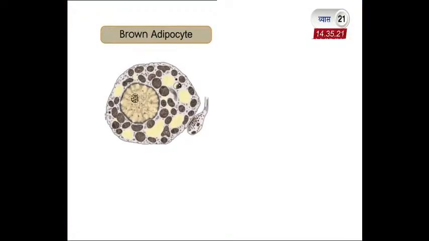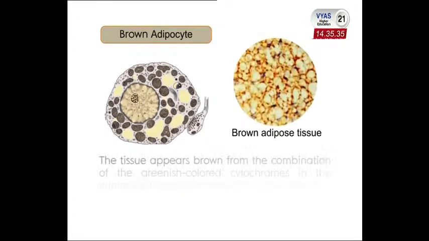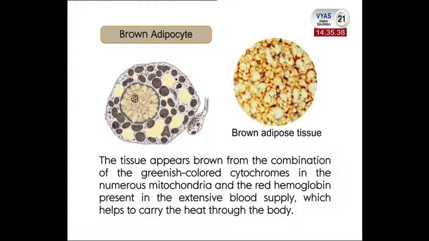In hibernating animals, in some newborn animals, including humans, and in mammals adapted to cold, brown fat, which is brown adipose tissue, is specialized tissue for this process of non-shivering thermogenesis. Brown adipose tissue is very rich in mitochondria, often called brown fat mitochondria. The tissue appears brown from the combination of the greenish-colored cytochromes in the numerous mitochondria and the red hemoglobin present in the extensive blood supply, which helps to carry the heat throughout the body.